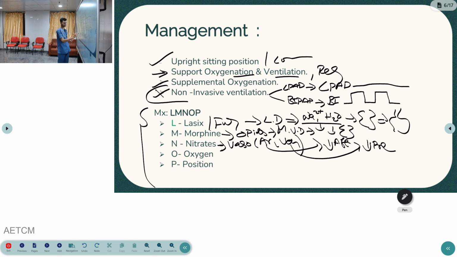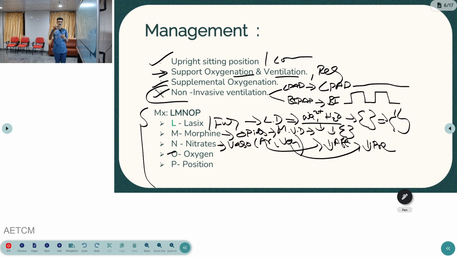And then next is oxygen. Oxygen is fully based on the person's level of distress. If the person has a little distress, then you can manage with a nasal cannula. Still more, you can go with a Hudson mask. Still more, you can use an NRBM, non-rebreathing mask. If the person still has distress, based on the advice you can go with an NIV.